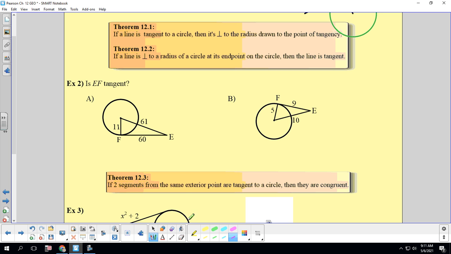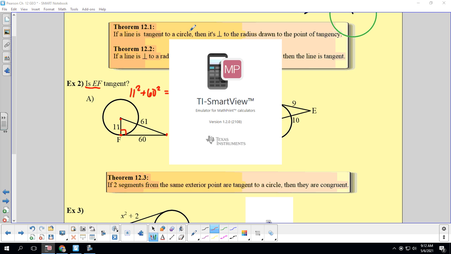Okay. I want to change and get a pen. All right, so we have some dimensions. We want to see, is EF tangent? Well, if this is 90 degrees, then a squared plus b squared has to equal c squared. So we're going to test, is 11 squared plus 60 squared equal to 61 squared? So we take our little calculator out. Pardon me while it loads.